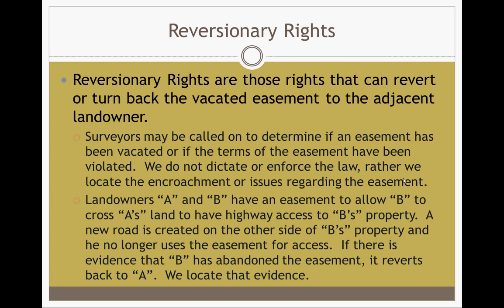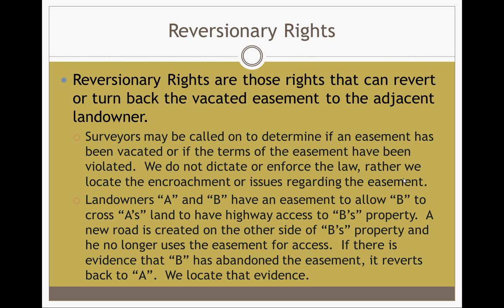Well, a new road is created on the other side of B's property, and he no longer uses that easement, so he's found another way out. If there's evidence that B has abandoned the easement, for instance, it's grown up, it's no longer used, nobody's driving on it, then it reverts back to A, and we call that, when we locate the evidence, if it's reversionary in the easement. And once again, it's all about the terms and words in the easement.